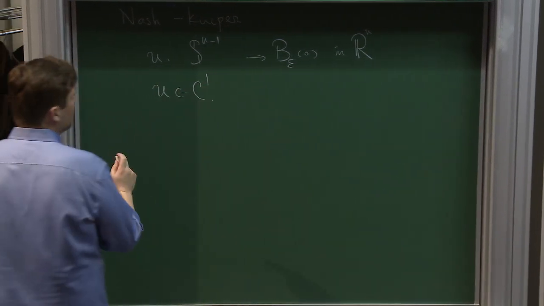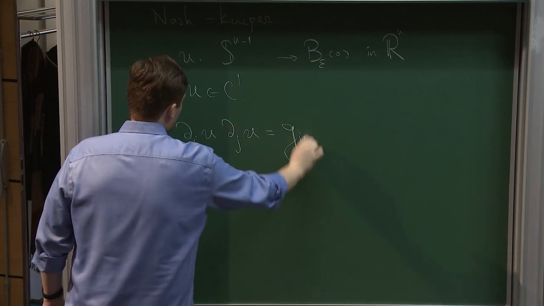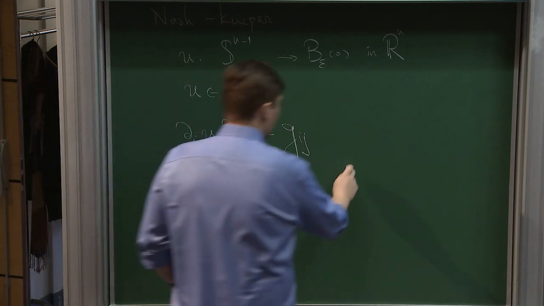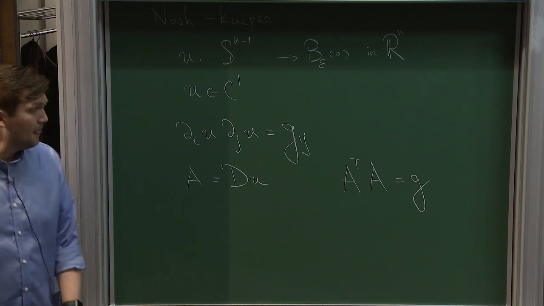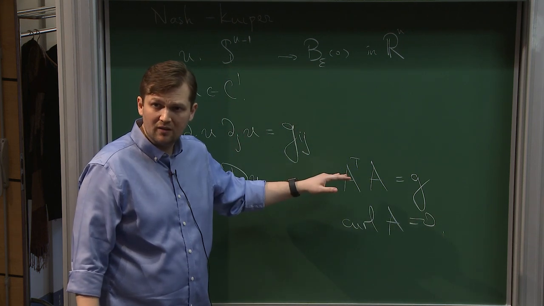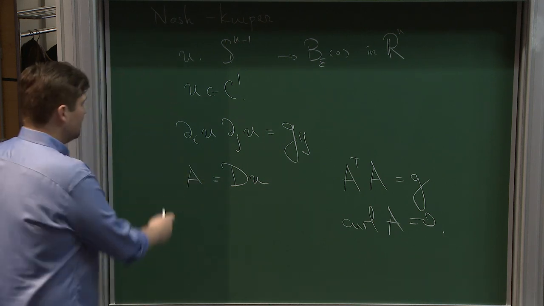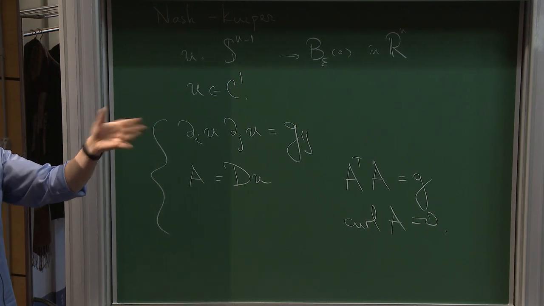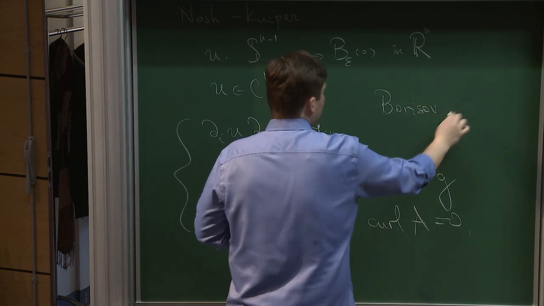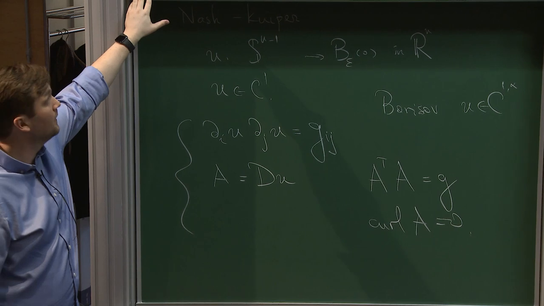Why? Because in local charts, being an isometric embedding just means that, let's say, d_i u · d_j u is your metric. So if you call A the differential of your map, this is really just saying A transpose A is g. And the fact that it's a differential just means that the curl is zero. Linear PDE with nonlinear constraint, just like Euler. Curl is dual to div. Euler is a div, not a curl, but it's dual. If you follow their first paper, it looks like maybe Euler does fit in this framework. And in this framework, Borisov in the 60s said that philosophically speaking, you should be able to do C1 alpha there. What's the catch?